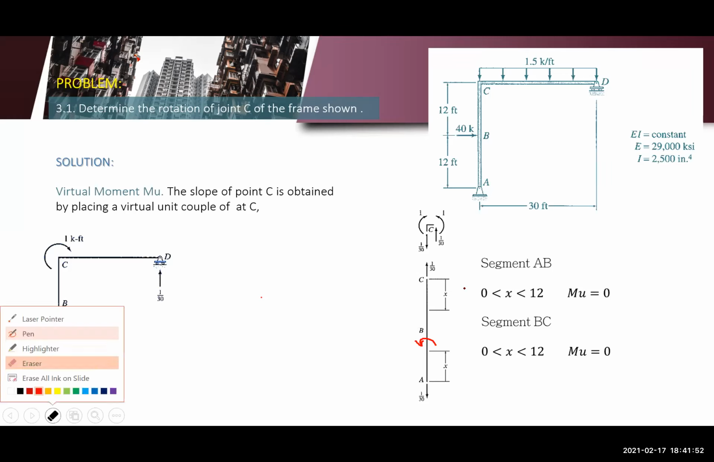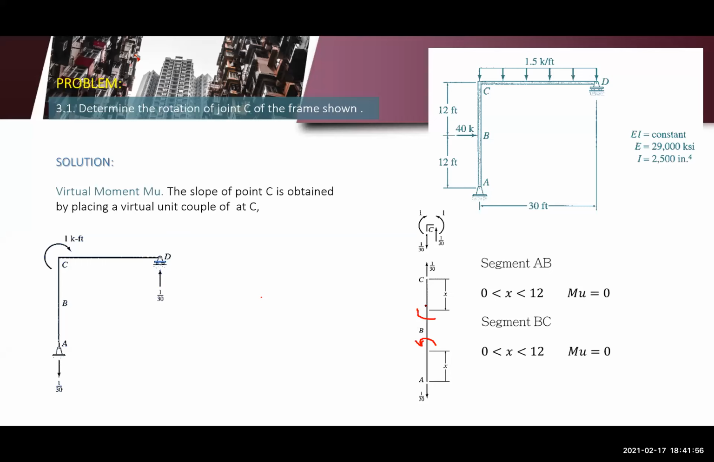Check natin. Kung segment CD naman, ganito yung itsura. So, mas maganda yung cut dito. So, yan. Then, MU. Now, here, may value na yung MU natin, 1/30x.